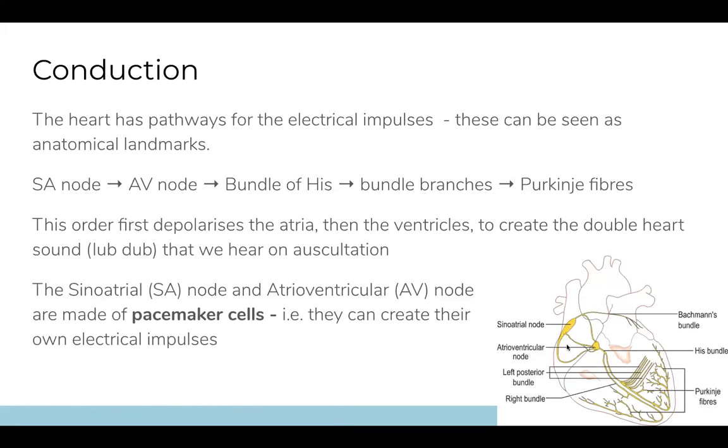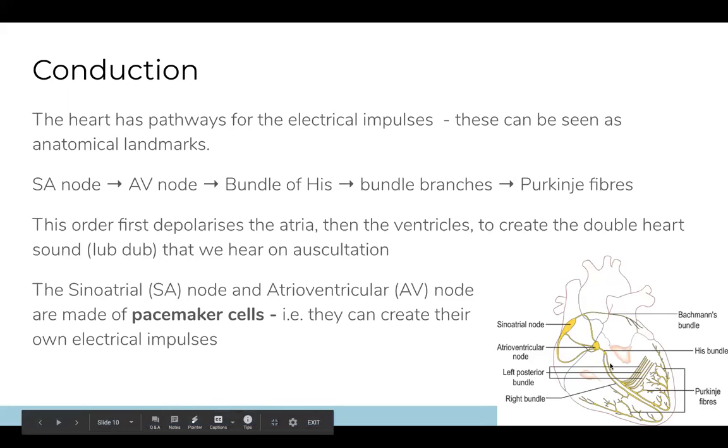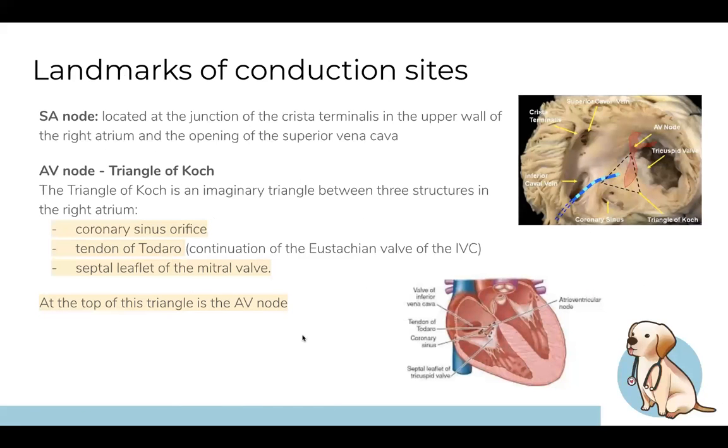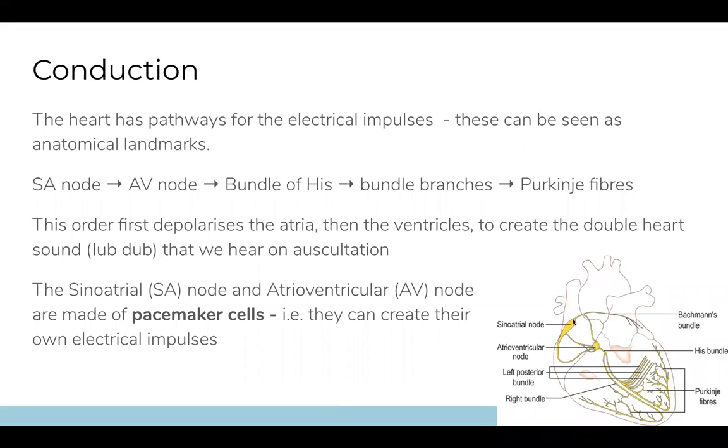So then it does the atria first, and then the ventricles. And as you can imagine, you have to contract the atria to get blood into the ventricles, and then the ventricles contract to get it out to the body. And these nodes are made of special cells called pacemaker cells, which can make their own electrical impulses, as Xenia described all last week.